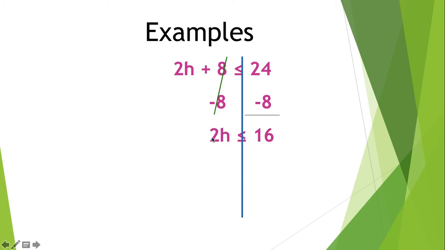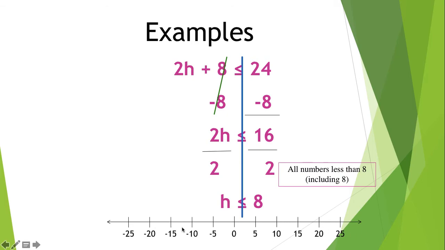Now we have a multiplication. Let's solve the multiplication sum. Opposite of multiplication is a division on both sides. So in this way we can simplify 2 and 2. We are left with h. H is less than or equal to, divide 16 by 2, we'll get 8.